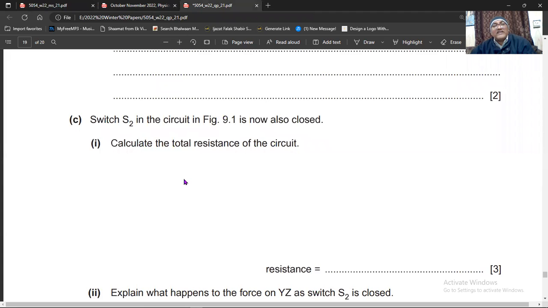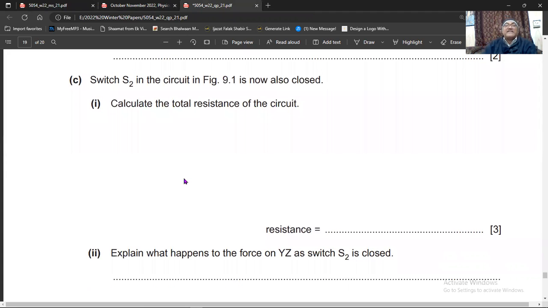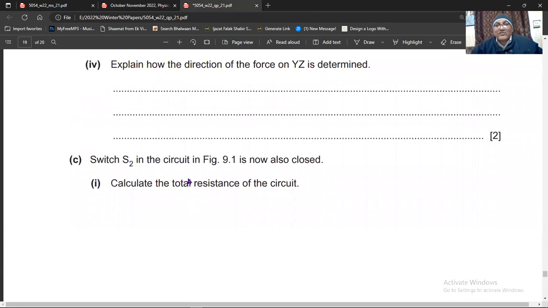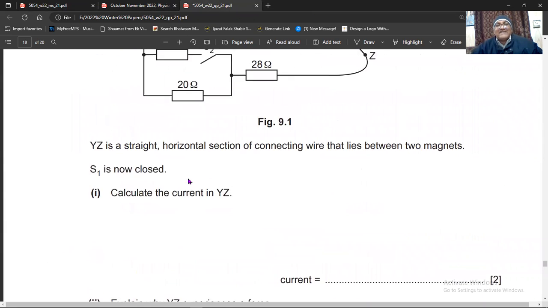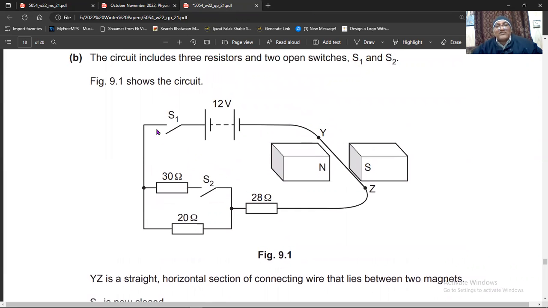Then the question is, question number 9, part C: switch S2 in the circuit in figure 9.1 is now also closed. Calculate the total resistance of the circuit. It's a 3 marks question. So they are basically saying that this one was closed, and now they have closed this one too. So now this will also be included in the circuit. This and this are parallel to each other.